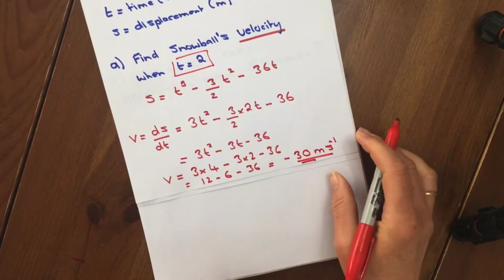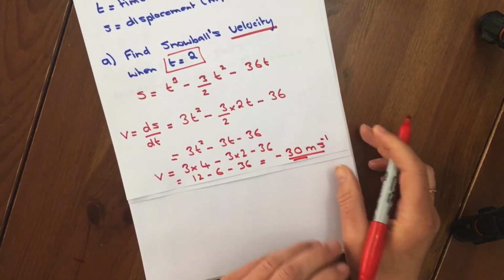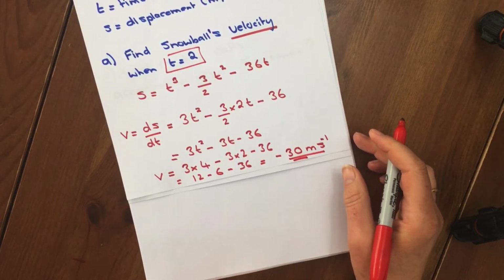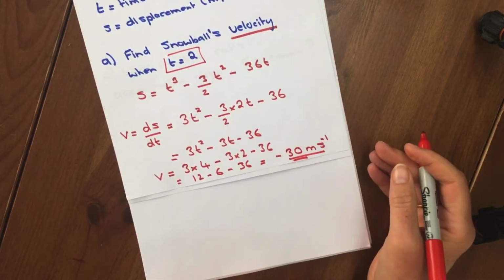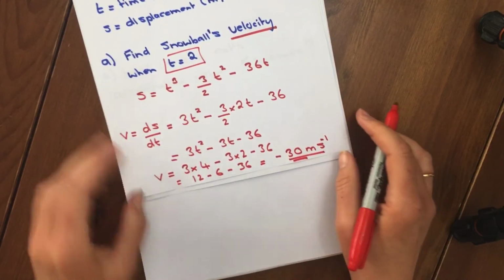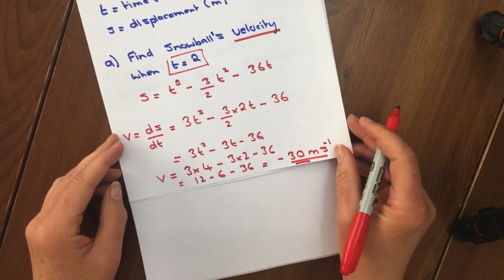Now you might be thinking, well, why is it negative 30? Remember, velocity is a vector. It just means it's going in the opposite direction to the displacement. Okay, so that was part A.